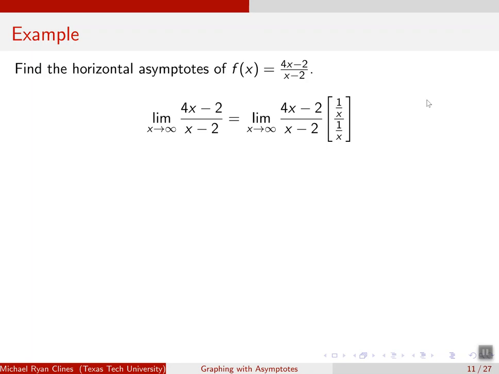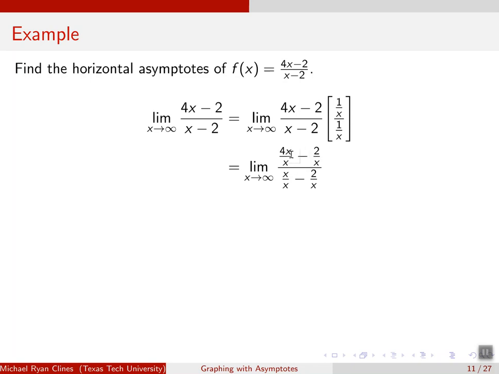Now bear with me as to why we did this. Because if we multiply this out, so take this 1 over x and multiply it to both of these terms, we get that this is equal to the limit as x approaches infinity of 4x divided by x minus 2 over x in the numerator, and in the denominator we get x divided by x minus 2 divided by x. I just multiplied every single term in the fraction by 1 over x. That's all we did. Now why did we do that?